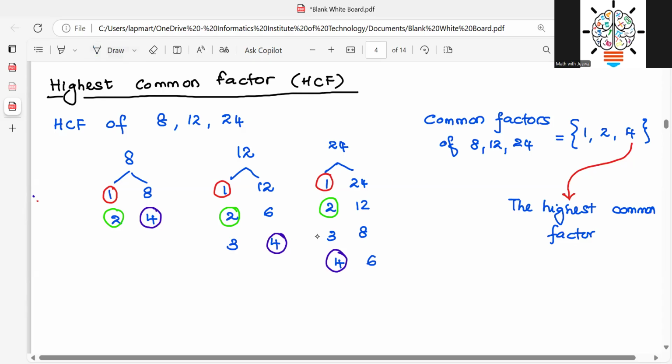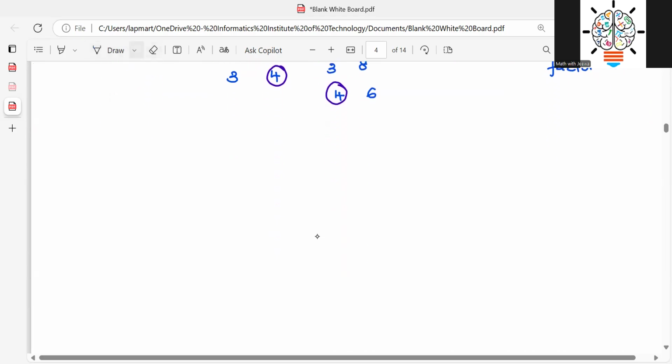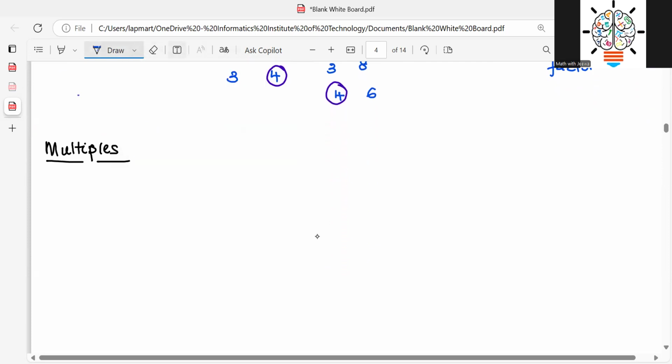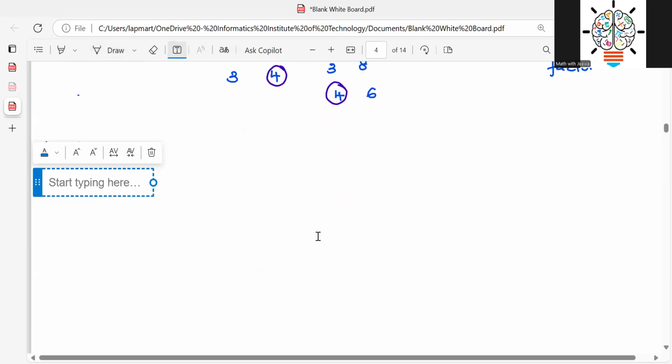Then we will move to the next one, the lowest common multiple. Before going to the lowest common multiples, I'll explain what multiples are, children. Multiples are simply your multiplication table. So if I ask you to write the multiples of 5, how are you going to write?